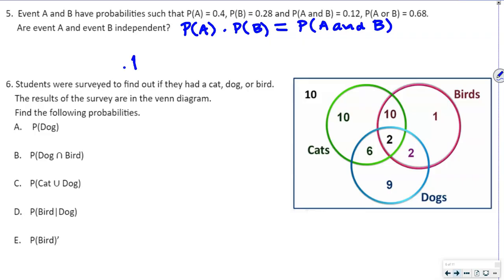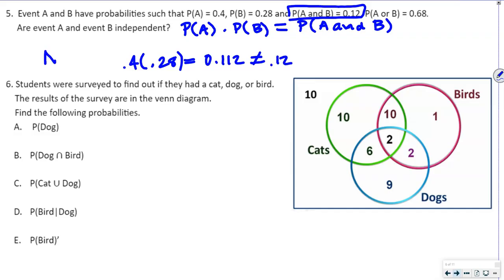So we're going to take our 0.4, we're going to multiply it times our 0.28, and when I did that, I got 0.112. Well, that does not equal our and statement right here. Y'all see it right there? That does not equal 0.12. So the answer to this is no, they are not independent. And I need y'all to see, or statements have nothing to do with dependence or independence, okay? So that's an irrelevant piece of information.